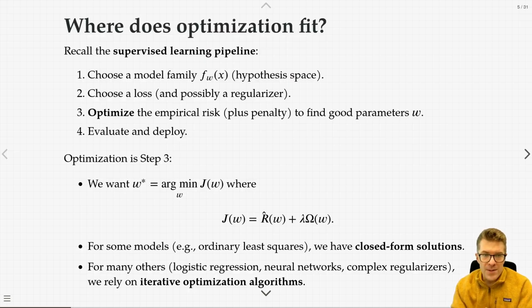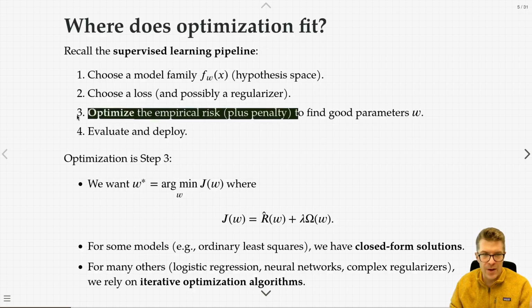Then you want to optimize the empirical risk, hopefully plus the penalty, to find good parameters W that work well on the training data and also generalize well to held out data, or should generalize well to held out data. And then you're going to evaluate and deploy. So this is nothing really new to us. The optimization part is step 3.